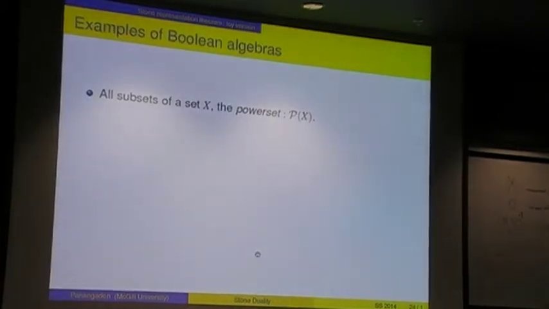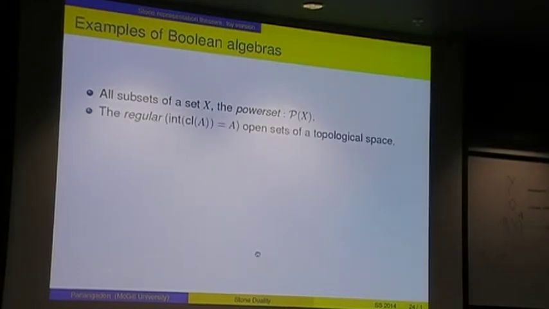So here are simple examples of Boolean algebras. If I take a set and I look at the power set, all possible subsets of that set with the operations of union, intersection, I take the zero element to be the empty set and the whole space to be the top element or the element 1, I will get a Boolean algebra. If I take the regular open sets of a topological space, I get a Boolean algebra.